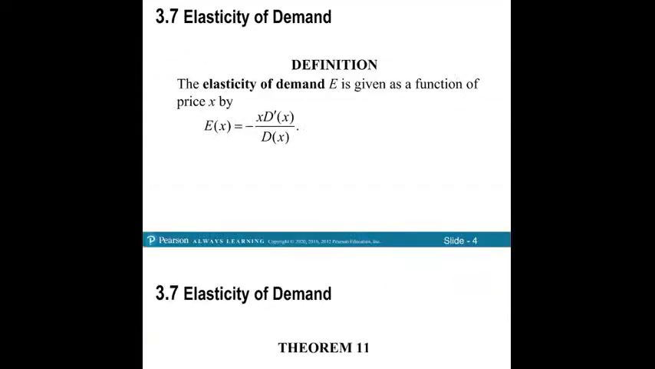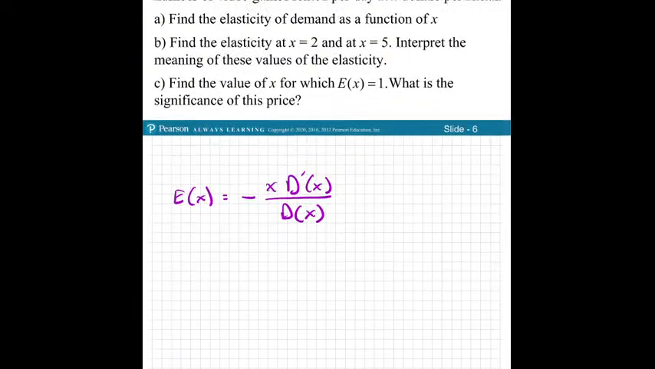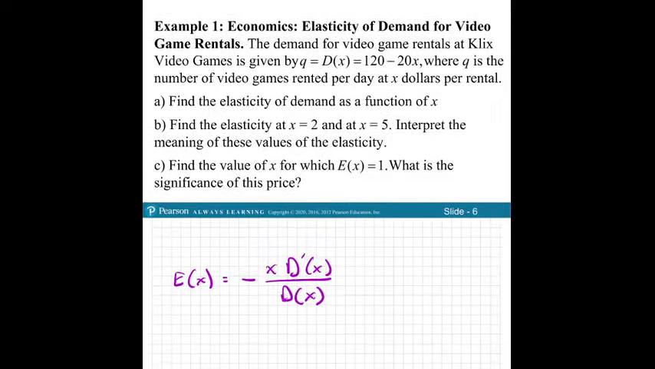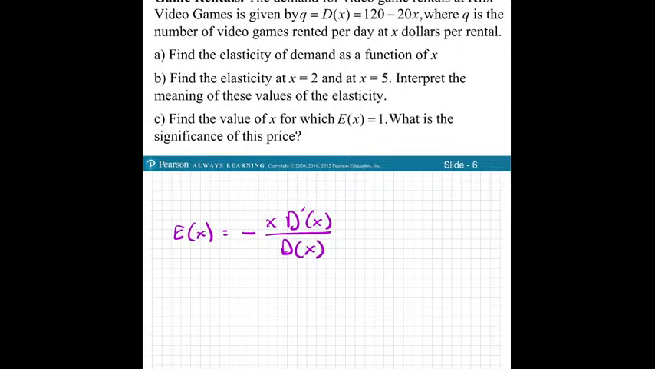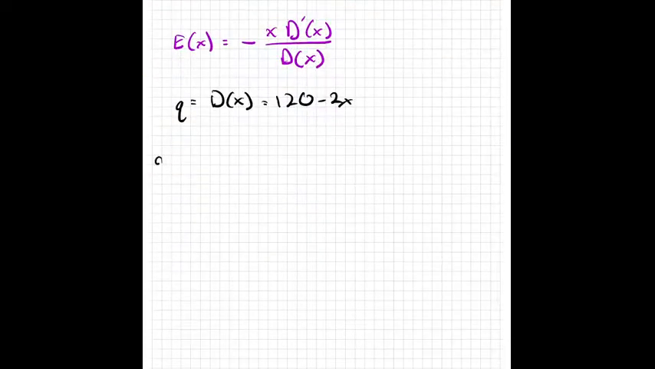So now, let's see what else we have. The demand function, so let's write that down. Q, which is our D of X, is given by 120 minus 2X. Let's find the elasticity of the demand. Part A: the elasticity of demand is going to be negative times X. The derivative here is just going to be negative 2, so D prime is negative 2, over D of X, which is 120 minus 2X. That should be it.